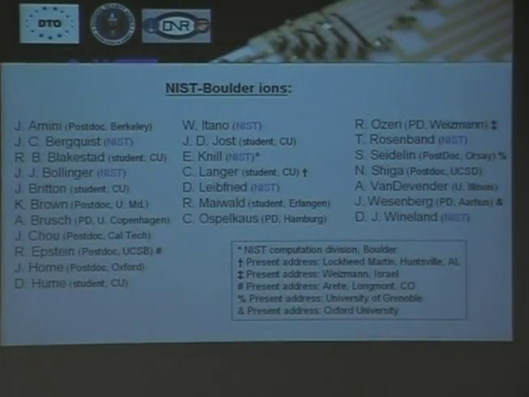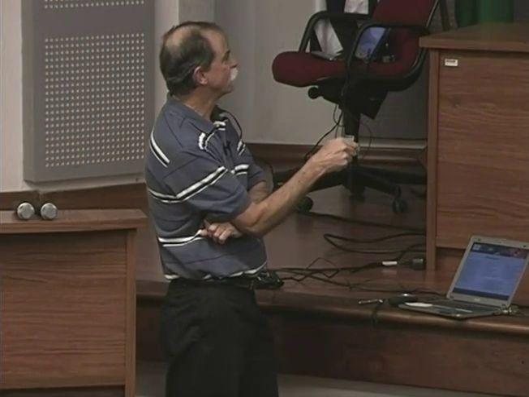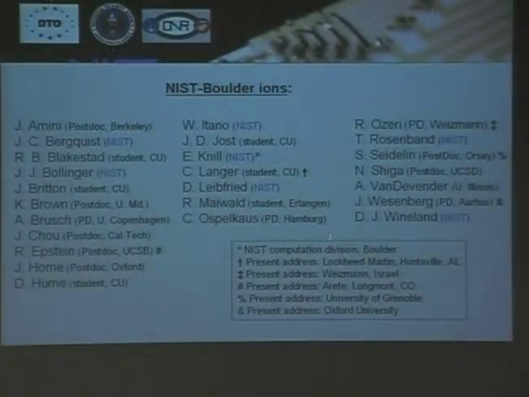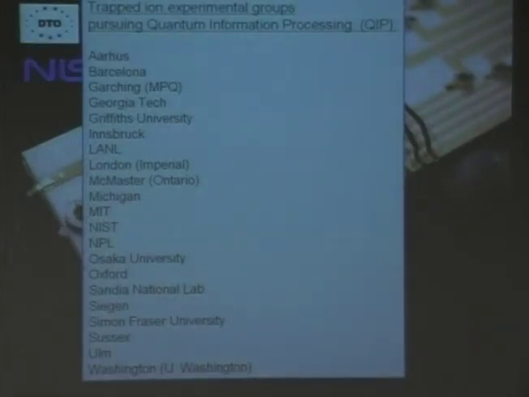So just to give you an idea of this business of quantum computation, I show our group here. This includes the present members and some recent past members. Our two main projects are working on this idea of quantum computation and also atomic clocks. We're just one group, however, that is pursuing this idea of quantum information processing.